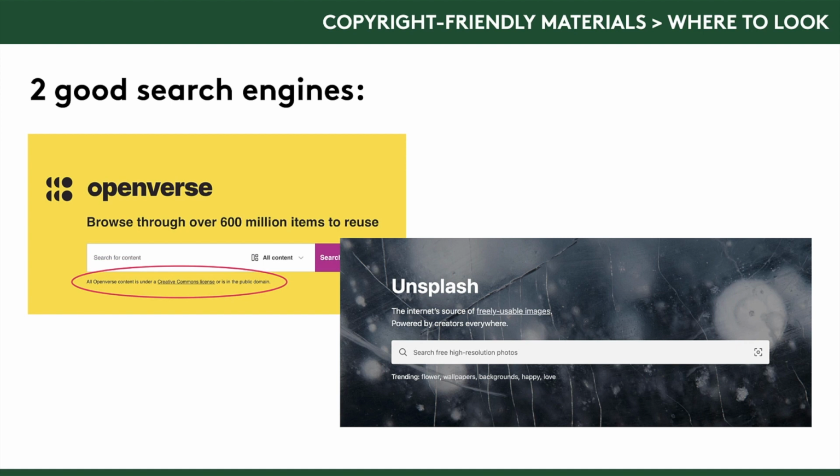600 million items, 600 million copyright friendly items. Surely we can find some things to use through Openverse. So creativecommons.org, the Openverse search engine. And then Unsplash is, I would consider it a commercial site because they have ads on their site. But it's just a search engine for images that are copyright friendly, and they've got a ton. So don't be shy about going in and grabbing some.